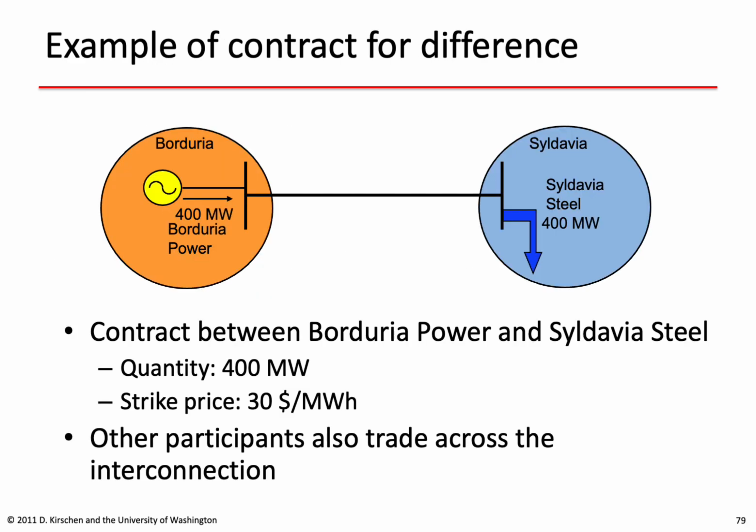So let's take an example of a contract for difference. Let's go back to a Borduria-Syldavia example, but instead of looking at the market as a whole, let's consider two participants in this market. Borduria Power, a generator located in Borduria, and Syldavia Steel, a large consumer located in Syldavia. And let's suppose that these two participants have entered into a contract for difference for 400 megawatts, and they have agreed on a strike price of $30 per megawatt hour. Now, I'm only considering these two participants, but other participants in this market are also using the interconnection between Borduria and Syldavia.